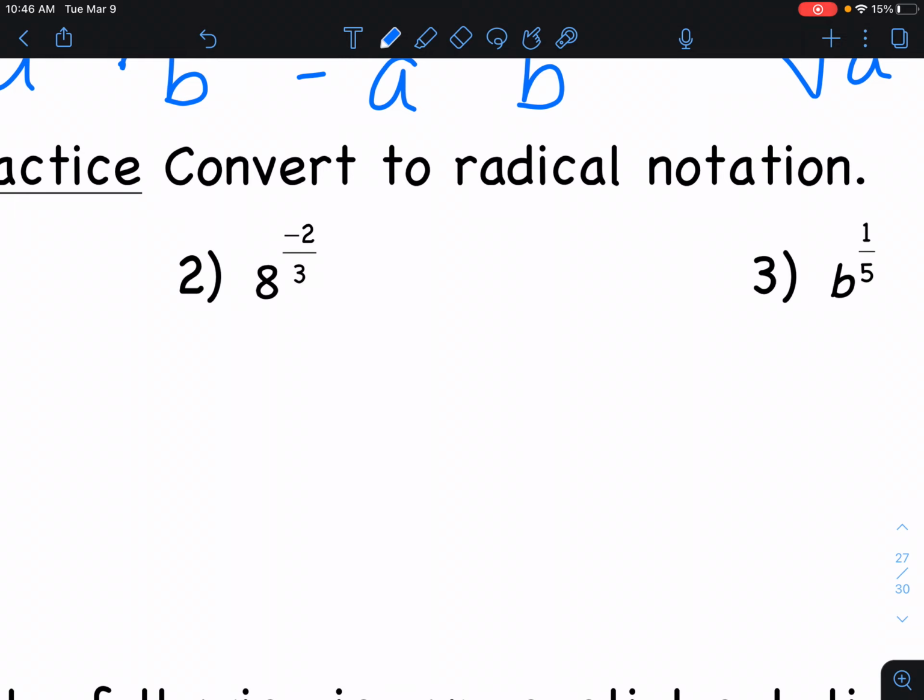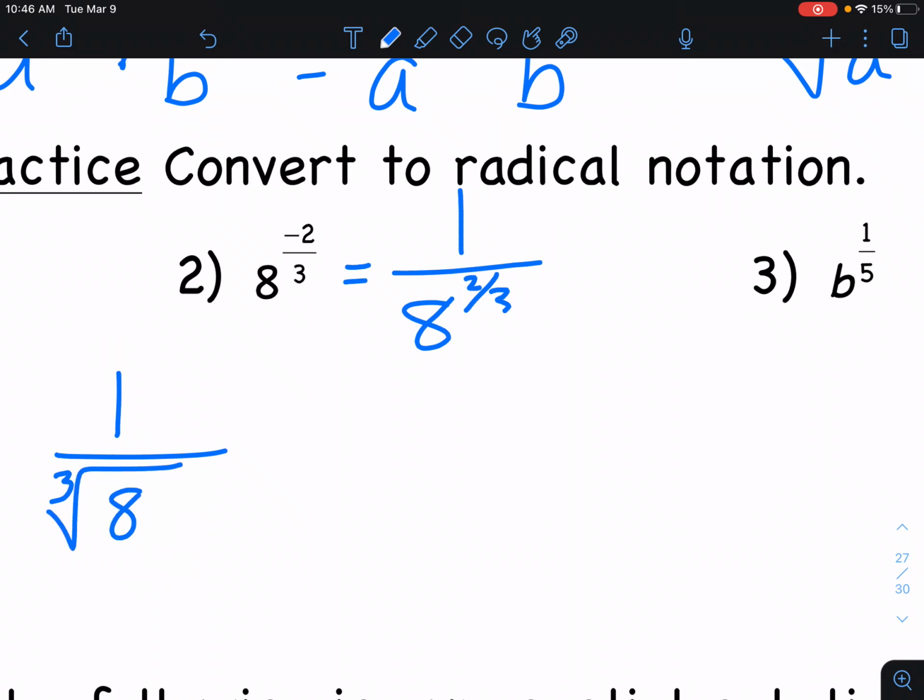Number 2 has a negative exponent, so let's make a fraction. 1 over 8 to the power of 2/3. Make it positive. Now turn it into a radical. 1 over the cube root of 8 squared. And always try to simplify it. The cube root of 8, you guys should have that memorized by now 100%. That's 2, because 2 times 2 times 2 is 8. Carry over the squared, and then that'll be 1/4.